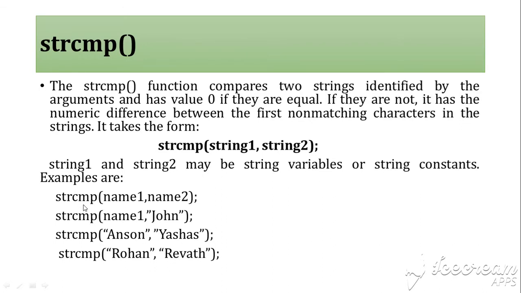Here are a few illustrations for the strcmp function's usage. strcmp name1 comma name2, where both name1 and name2 are strings or character arrays. strcmp comparing a particular character array against a string constant. strcmp trying to compare two string constants. This is also another illustration of the same. So anything that is quoted within double quotes is taken to be a string constant.